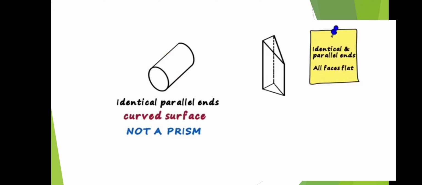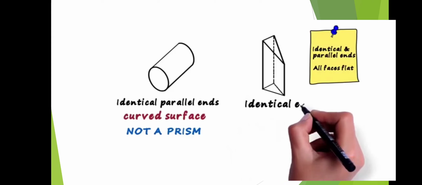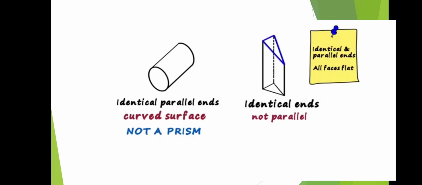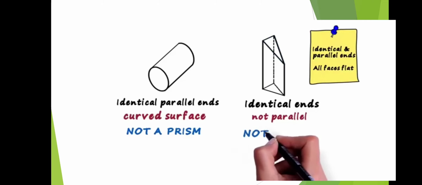Here's another figure. First, we look at the ends. Both are triangles and hence we can say that this figure has identical ends. But wait, they are not parallel. The upper triangle is slightly tilted. So this figure as well is not a prism.